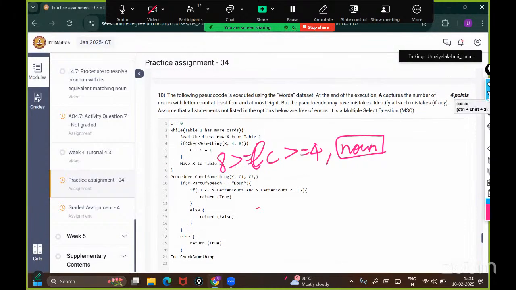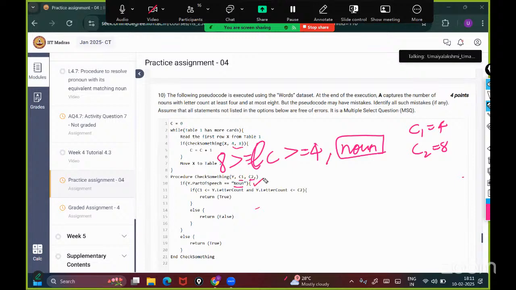First, they are checking with part of speech, noun. Only if it is a noun, we have to check what it will do. Here we are passing 2 parameters. First they are taking C is equal to 0, and then they are taking table 1 has more cards. Then they are checking with 4 and 8, which is C1 and C2. C1 is equal to 4 and C2 is equal to 8. And first they are checking the part of speech of that word.